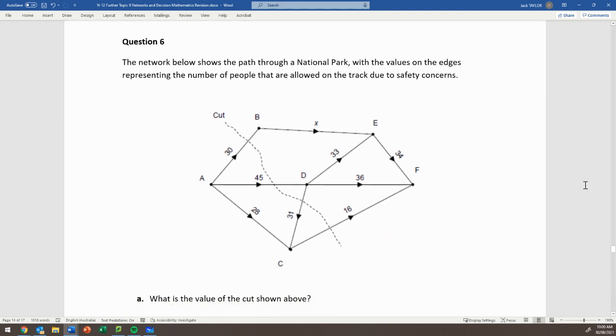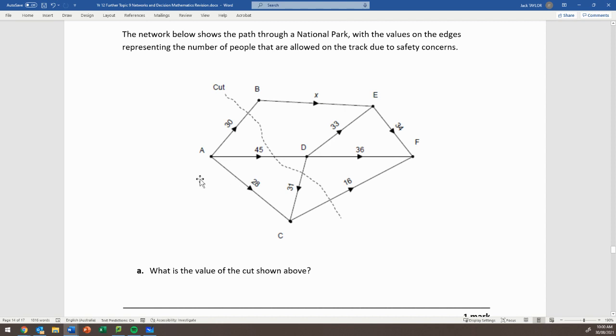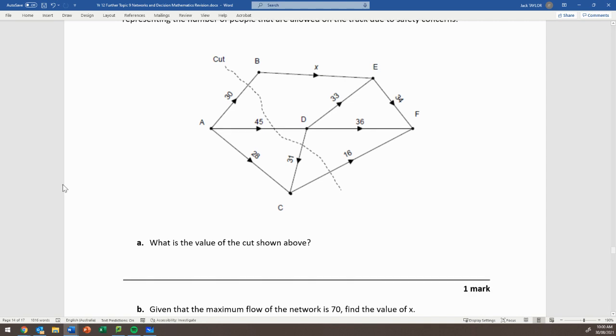The network below shows the path through a national park with the values on the edges representing the number of people that are allowed on the track due to safety concerns. What is the value of the cut shown above? All right, so let's add this up. So that cut, it goes through 30, goes through 45. Yeah, it goes through 31, but we don't count that. It's coming out of the cut, and 16. So a total of 91.